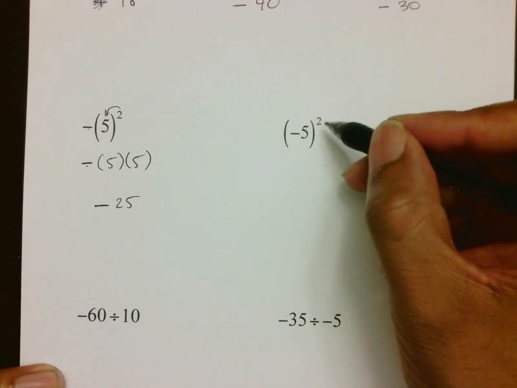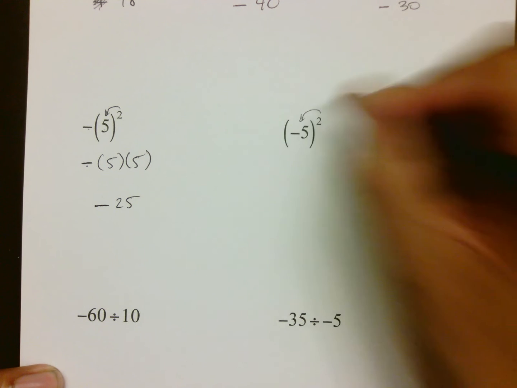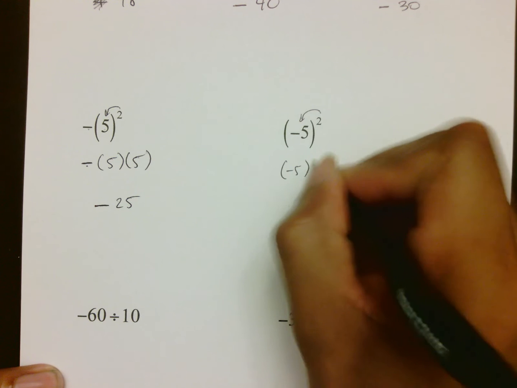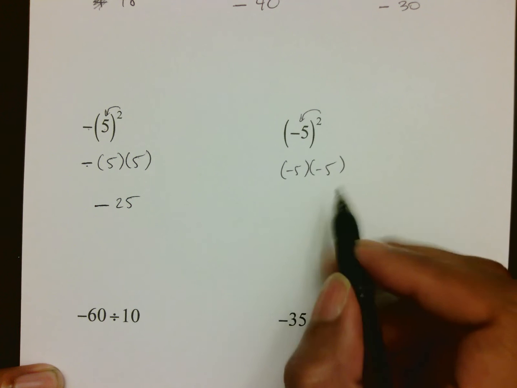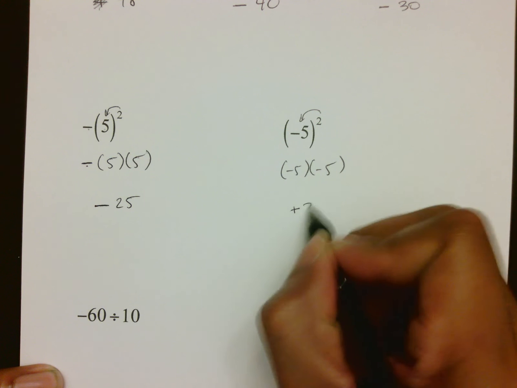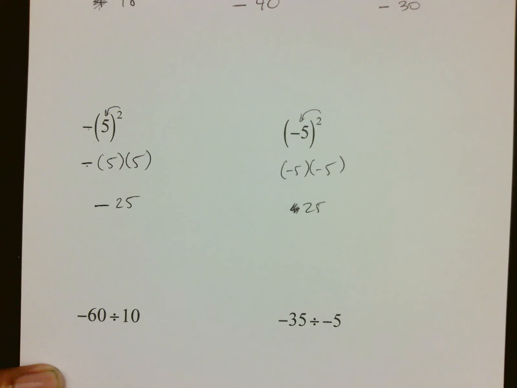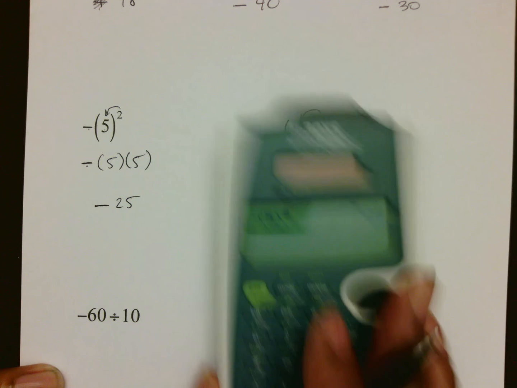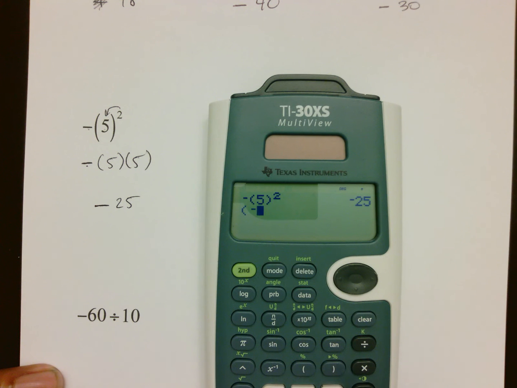This one, on the other hand, the squared is with everything here, so you actually have a negative 5 times negative 5, which means in this case we've got 2 negatives, which is positive, and 5 times 5, which is 25. And again, even if you checked it with your calculator the way it looks, the difference between the negative on the inside and outside is huge.